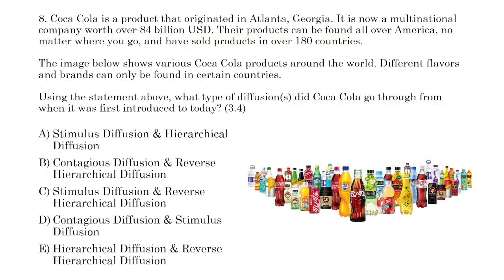Number 8, Coca-Cola is a product that originated in Atlanta, Georgia. That's a big city. I've actually been to the Coca-Cola headquarters in Atlanta. It's pretty cool. It has cool little tours around the area, and you can try a lot of different Coca-Cola drinks that are often not found in the United States but in other countries. It's now a multinational company, so it's found in a lot of different countries around the world with all kinds of different beverages, and it's worth a lot of money. Their products can be found all over America and other countries. No matter where you go, they have sold products in over 180 countries. And so what you're taking away from this little paragraph is that Coca-Cola is prominent.